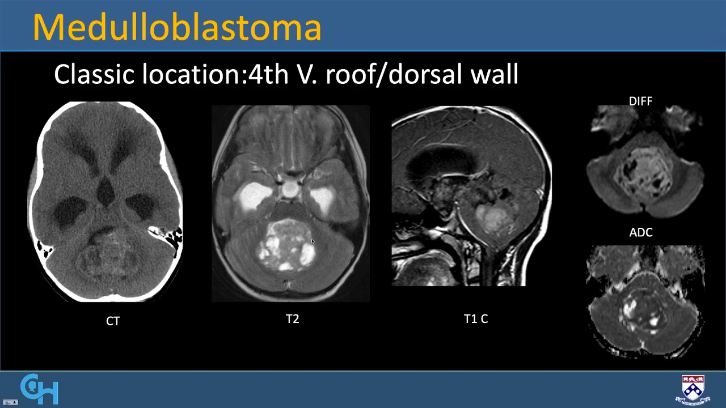On MR imaging, they are typically solid tumors, slightly brighter than the brain parenchyma on T2-weighted images. They may be heterogeneous with some cystic components. Enhancement within these tumors is variable, but typically not very intense when they enhance. But the most diagnostic feature that is helpful in diagnosing a medulloblastoma is restricted diffusion with low ADC. And this is due to the high cellularity of the tumors.